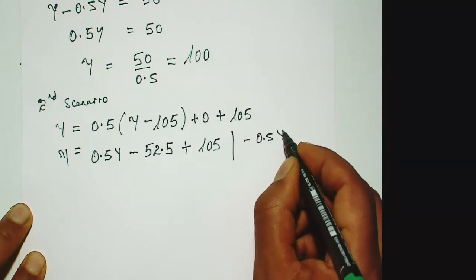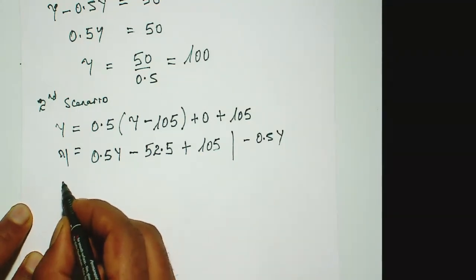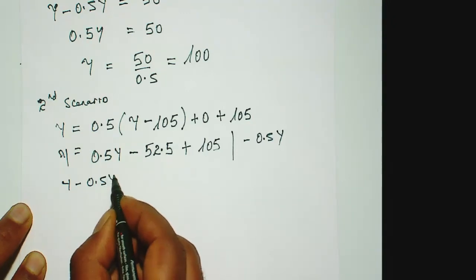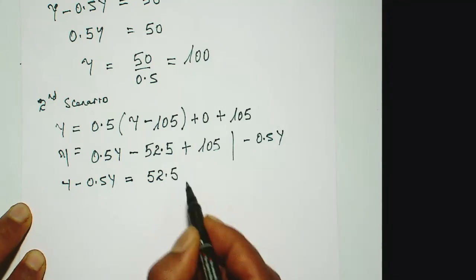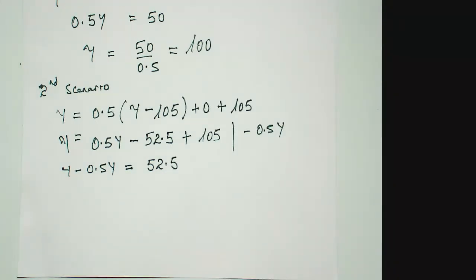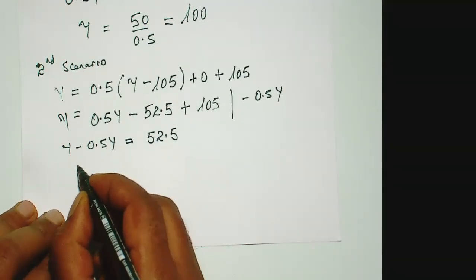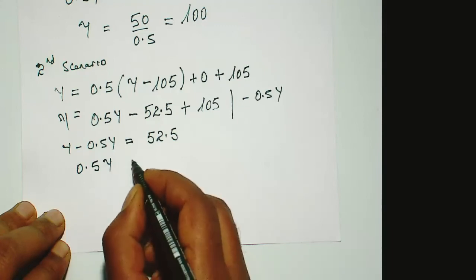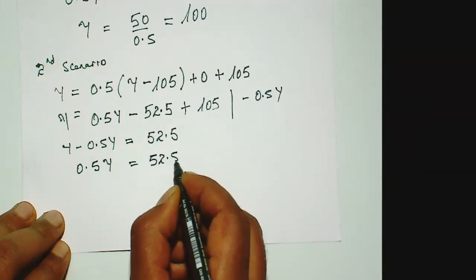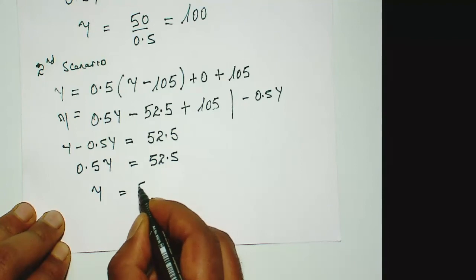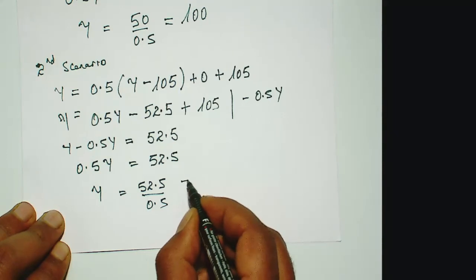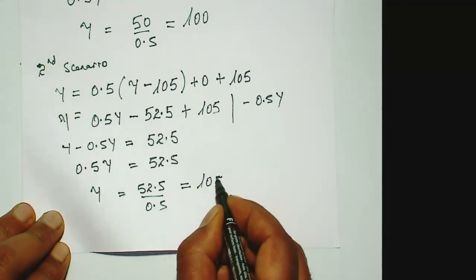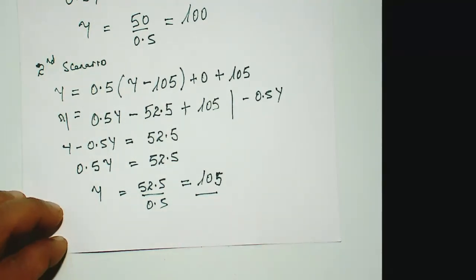And if I subtract 0.5Y from both sides of the equation, I would have 1 minus 0.5Y on the left-hand side, and I would have 52.5, which is 105 minus 52.5. This would give me 0.5Y is equal to 52.5, and Y would be 52.5 divided by 0.5, which would give me a value of 105.